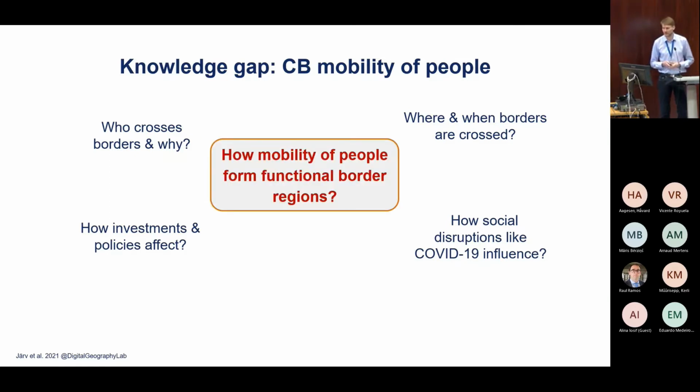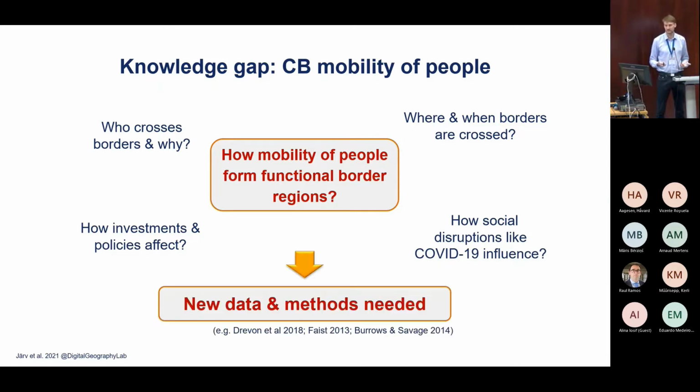More generally, how mobility of people forms functional regions. Core question here. We need new data and methods, and yesterday we saw great results from Facebook data, which is also new data, and I see Twitter as complementary.